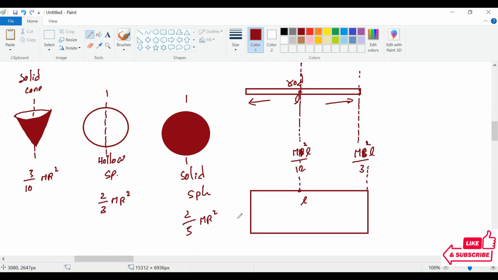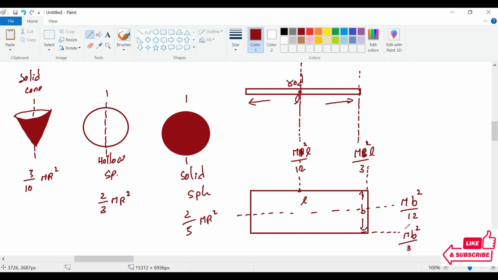By chance, if they ask you at this position, this is breadth B, then what is the formula? It is MB square by 12. At this position, if they ask, it is MB square by 3.